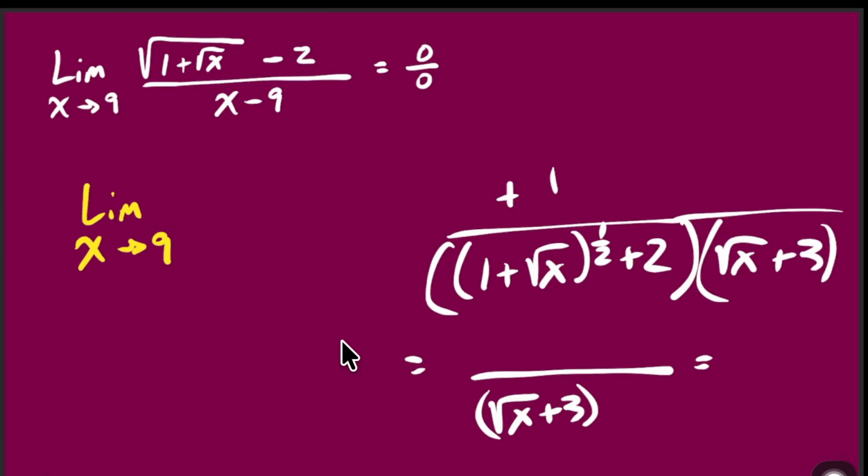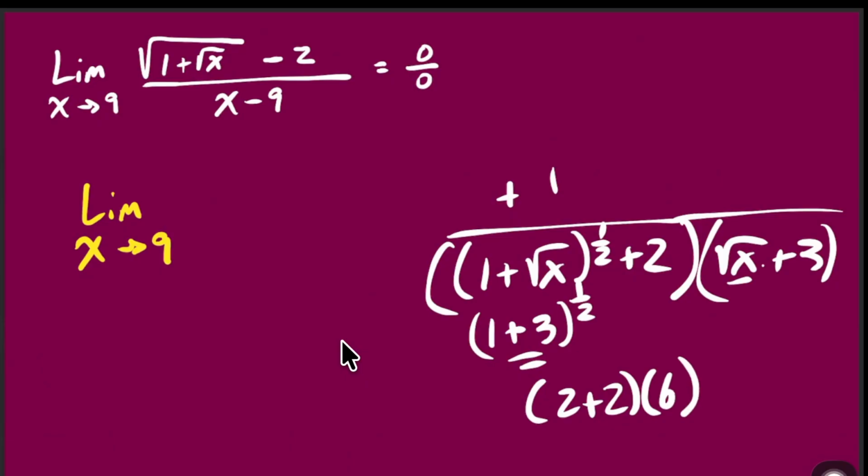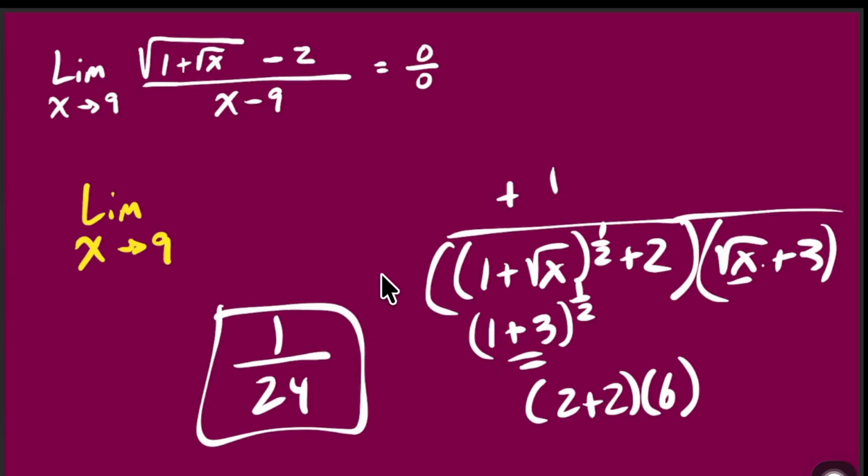Okay, now we're able to plug in 9. So down below, we're going to have 1 plus the square root of 9, which is 3, raised to the 1/2 power. That's 4 to the 1/2 power. That's the square root of 4, and that's 2. So this becomes 2 plus 2. Here, this is the square root of 9, which is 3. 3 plus 3 is 6. We're going to have 1 over 4 times 6. This final limit is going to be 1 over 24.